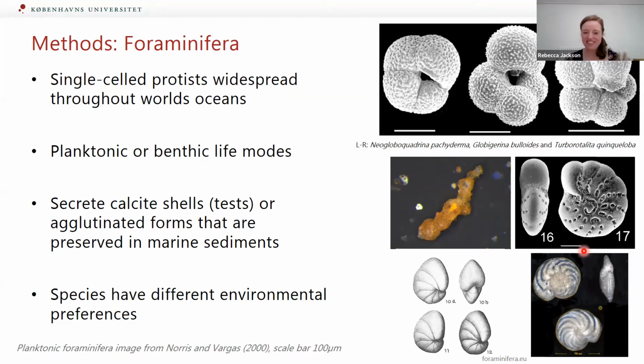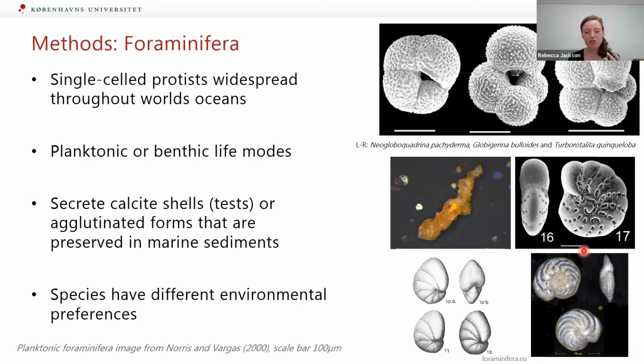So for the unacquainted, there might not be many here, I don't know. Foraminifera are single-cell protists that are distributed throughout the world's oceans, also in brackish waters. And they really are ubiquitous across water depths, different temperatures, and so on. Maybe not as much as diatoms that Christina introduced to us last time, but by number they really are a huge part of the marine ecosystem.